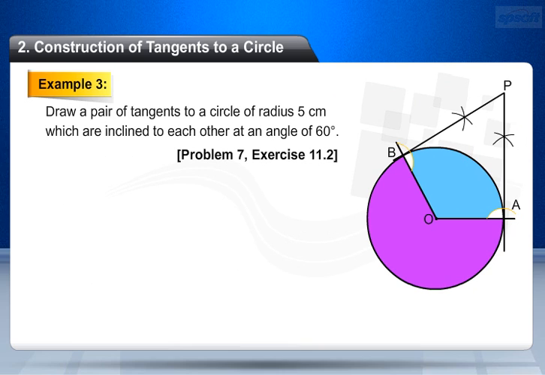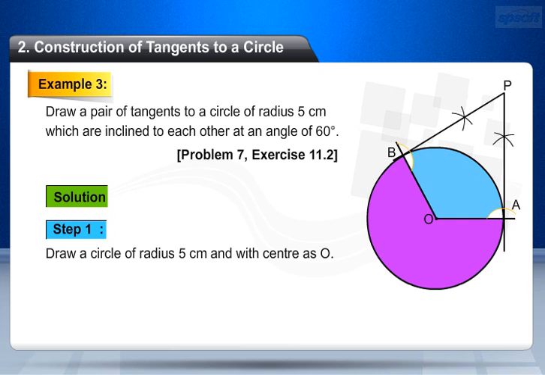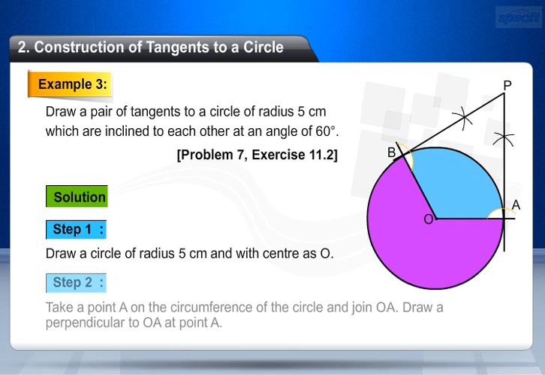Example 3. Draw a pair of tangents to a circle of radius 5 centimeters, which are inclined to each other at an angle of 60 degrees. Let us see the solution. Step 1. Draw a circle of radius 5 centimeters, with center O. Step 2. Take a point A on the circumference of the circle, and join OA. Draw a perpendicular to OA at point A.